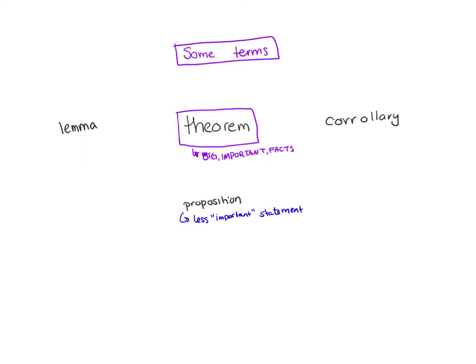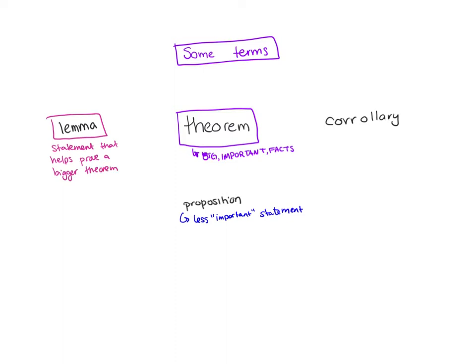Now, sometimes when we're trying to prove theorems, we need a little mini step to help us along. Those mini steps are called lemmas. So this is sort of a mini proof. Well, it's a statement, and then we have to prove that statement that helps prove a bigger theorem. So we'll see these in action.